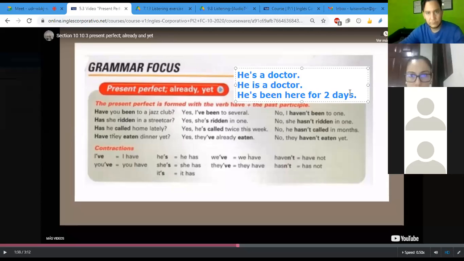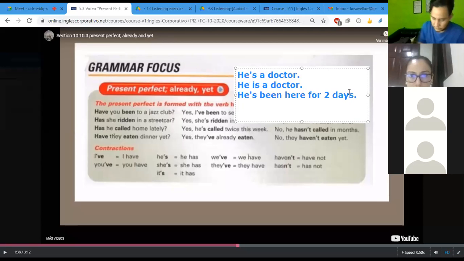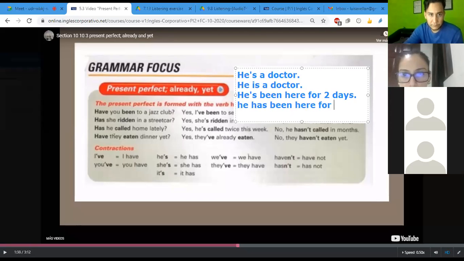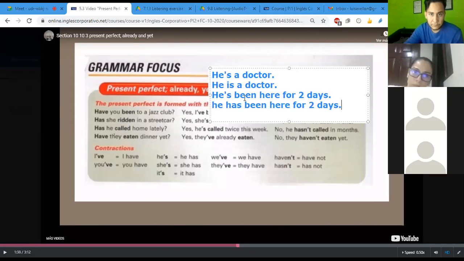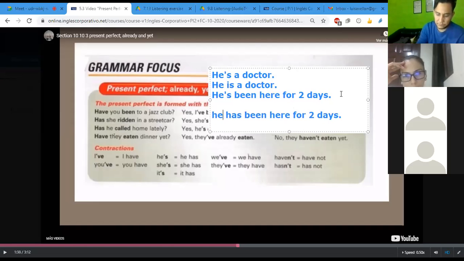And this one is, he has been. Okay, he has been here for 2 days. Okay, so that's the difference. So the difference is in the context. Okay, that after he is, in this case, after he has, you will see a verb in past participle.